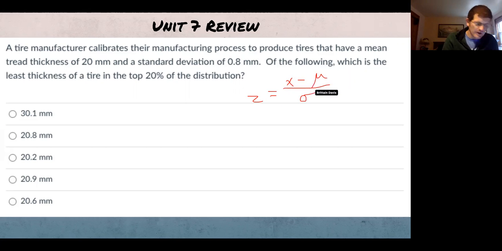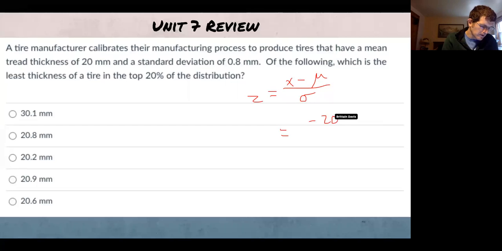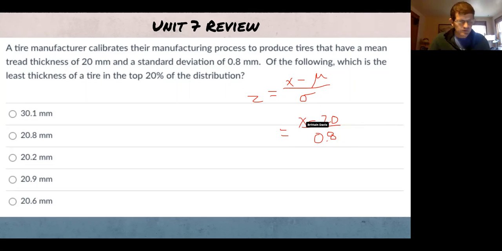If I can draw that in. So we're just working with that. This is straight from unit 2. All right, so we know the mean is going to be 20. We know the standard deviation is 0.8. We don't know the actual value for x.